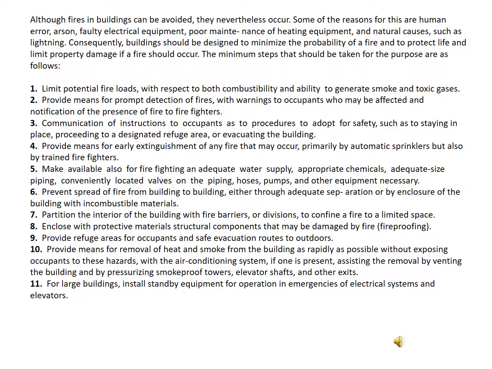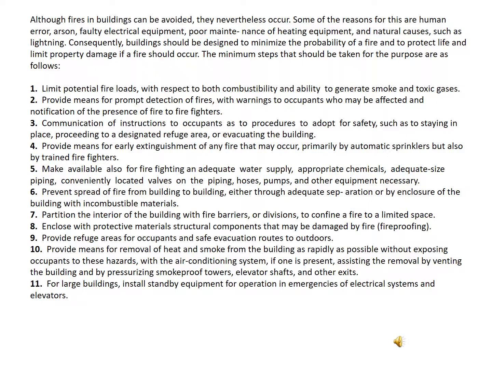Number 6, prevent the spread of fire from building to building, either through adequate separation or by enclosure or building with incombustible material. When the fire happens in one building, in this case, the fire needs to be contained in that place and should not spread, so we have to use appropriate fireproof or fire-resistant material. By this way, fire spreading can be prevented.